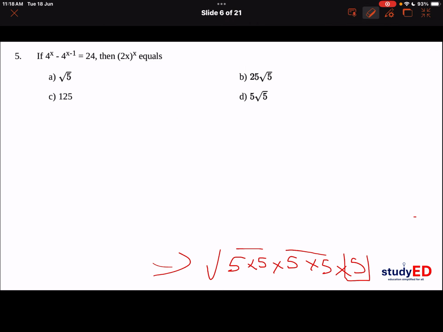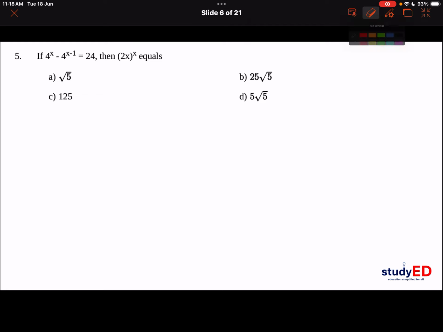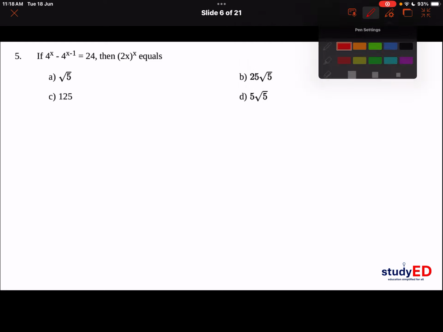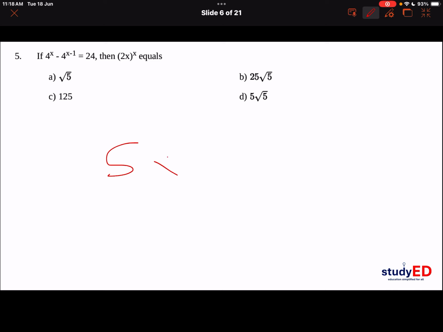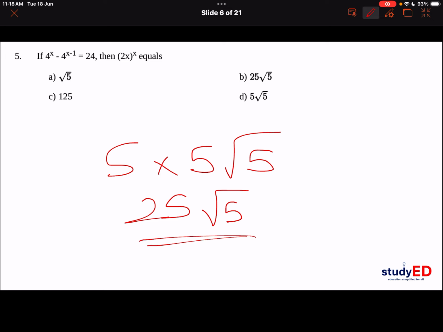And then out of that root equation, what do you get over here? 5 times 5 root of 5, 25 root 5. This is our final answer that we have just concluded through this. And out of that, we can observe option B is the correct. So option B.